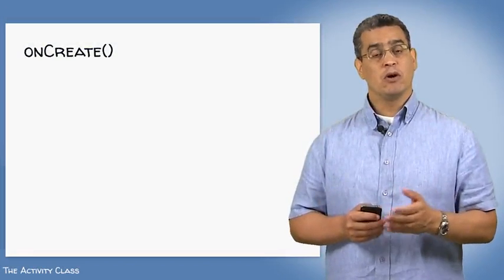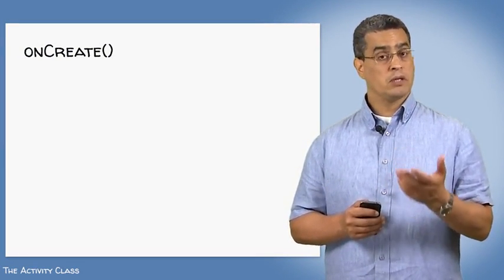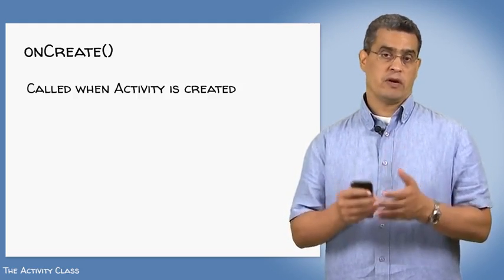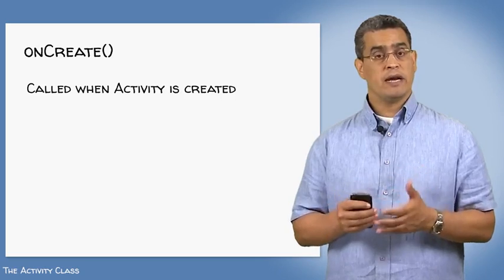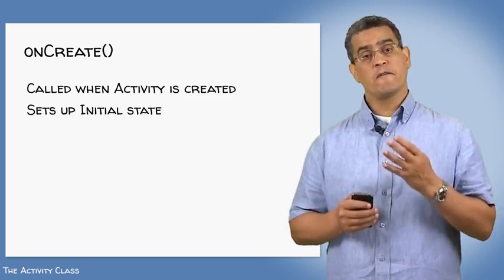So let's take a deeper look at these lifecycle methods. The first method that gets called is onCreate. onCreate gets called when the activity is first created. Now, typically, onCreate is used to initialize the activity and will carry out the following 4 functions.